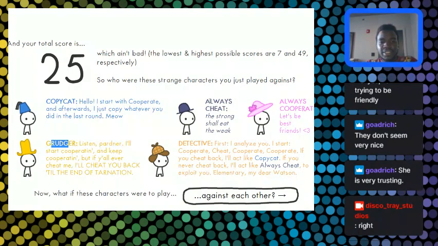Always cheat. The strong shall eat the weak. Always cooperate. Let's be the best friends. Detective. First, I analyze you. I start cooperate, cheat, cooperate, cooperate. If you cheat back, I'll act like copycat. If you never cheat back, I'll act like always cheat. Exploit you. Elementary, my dear Watson.